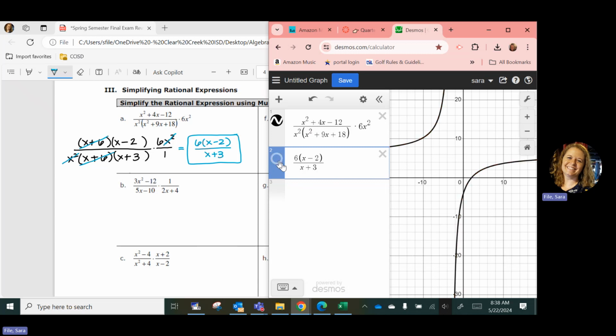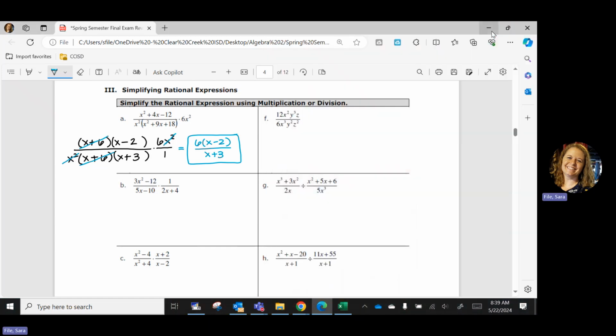That's what you're looking for, that it's the identical graph, because a simplified expression should be equivalent to the original. You didn't change the value of anything, you just reduced, you simplified. They are equal to each other. They should graph exactly the same. So you can check those graphically from your answer choices. That's probably one of the best routes to go.